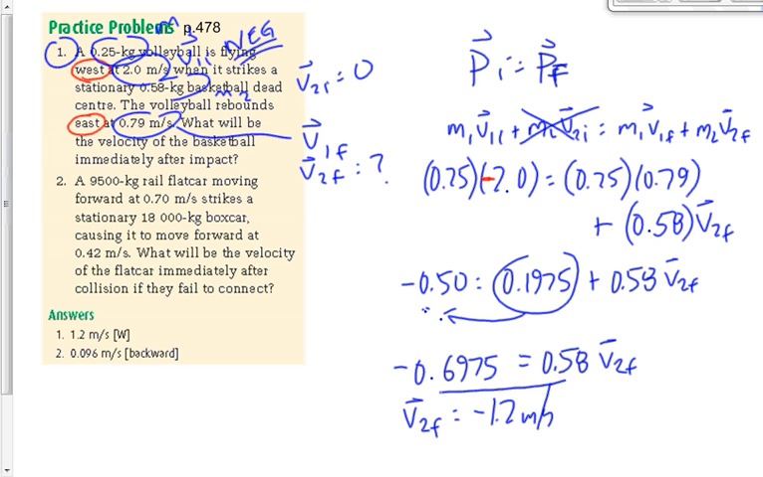Now, they said 1.2 to the west here when we look at our answer. My answer, right? Yeah, Genesis says yes. So the negative obviously means to the west, right? We've assumed that east is positive and west is negative there.